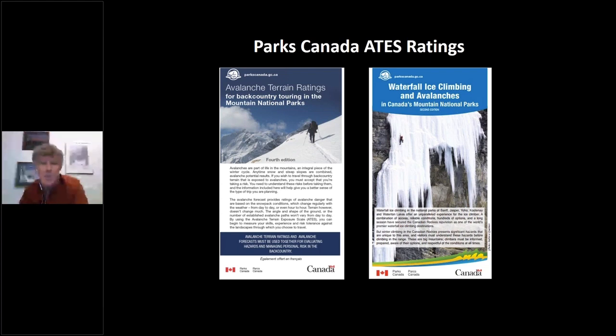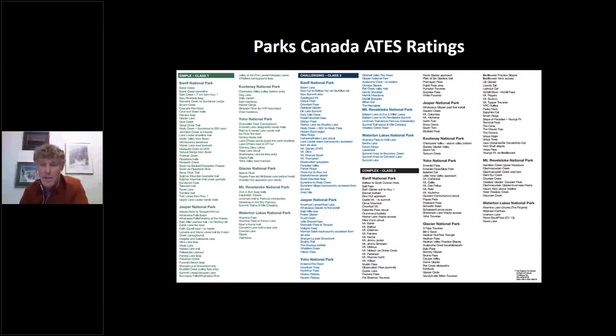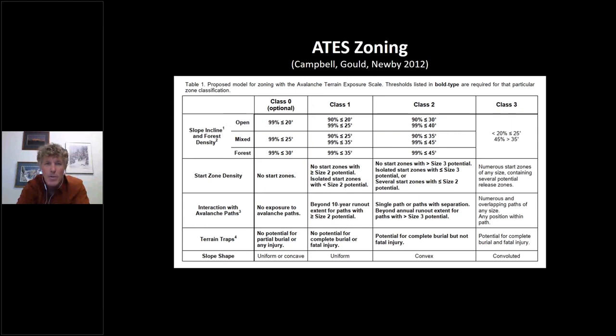We haven't changed our method since then. And I'm about to tell you about other work that's going on around us that is really good work, and we're hoping to move towards a mapping product into the future here. So feeling like our original work is a little dated and time to move ahead. So to just sort of introduce the way that a lot of people are doing the work these days, I'll talk about the Avalanche Terrain Exposure Scale zoning method, which Cam Campbell and Brian Gould and I think James Newby put together first in 2012.